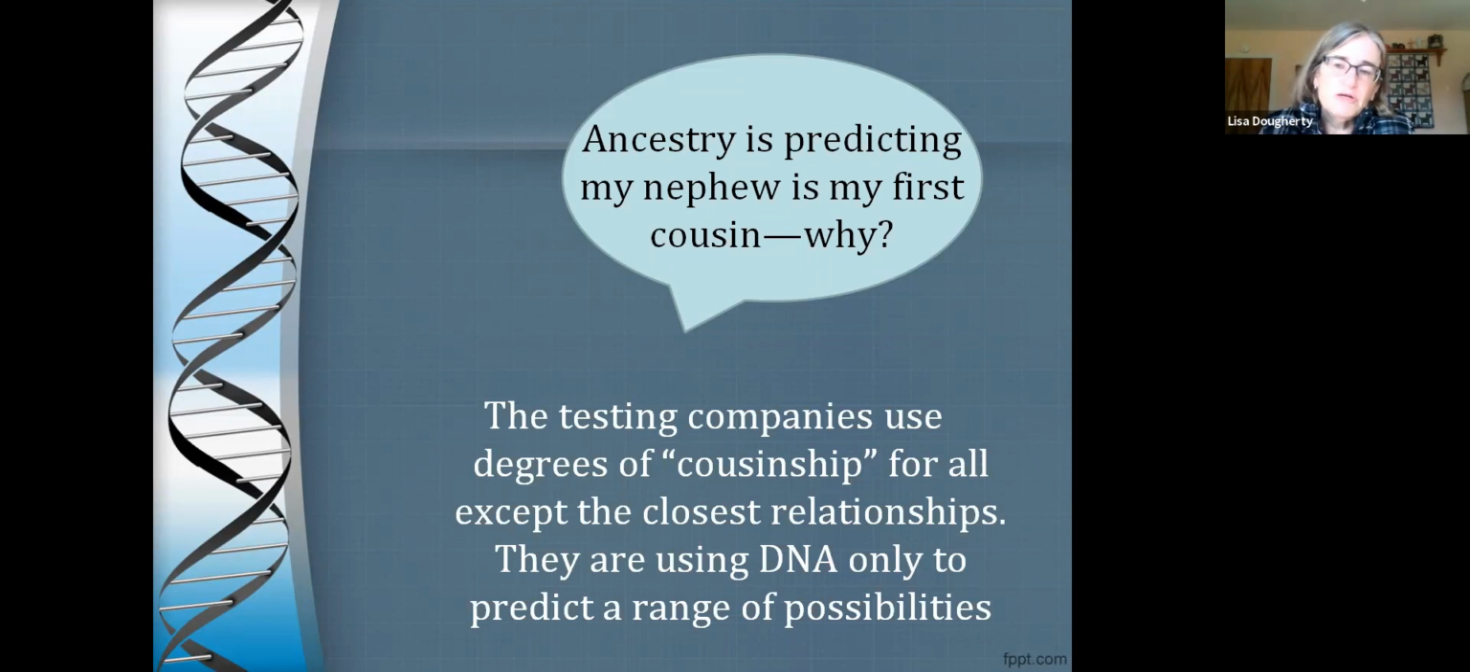So when you see a prediction between yourself and a person on your match list, don't get freaked out or think that there's something wrong in your family tree somewhere. Just realize that it is a prediction, and it's up to you to make the exact distinction as to what that relationship is.